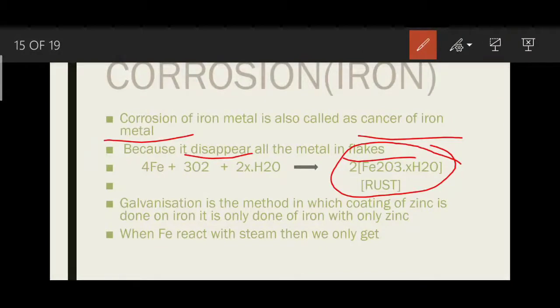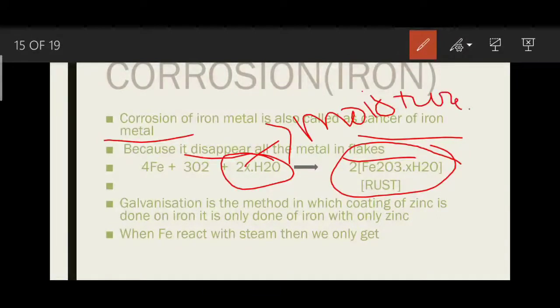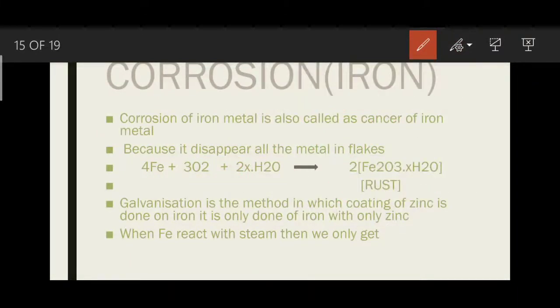So Fe2O3.XH2O. What is XH2O? It is moisture. We don't know the amount of water present in moisture. And when Fe reacts with O2 plus moisture, it forms rust. And to save the iron from rust, we can go to the galvanization method. We can go for painting, oiling, greasing, and many other methods.